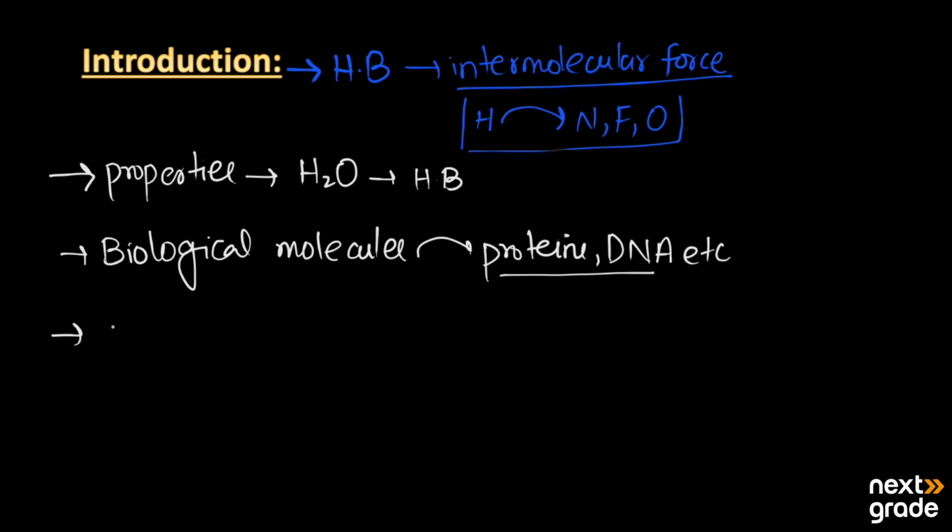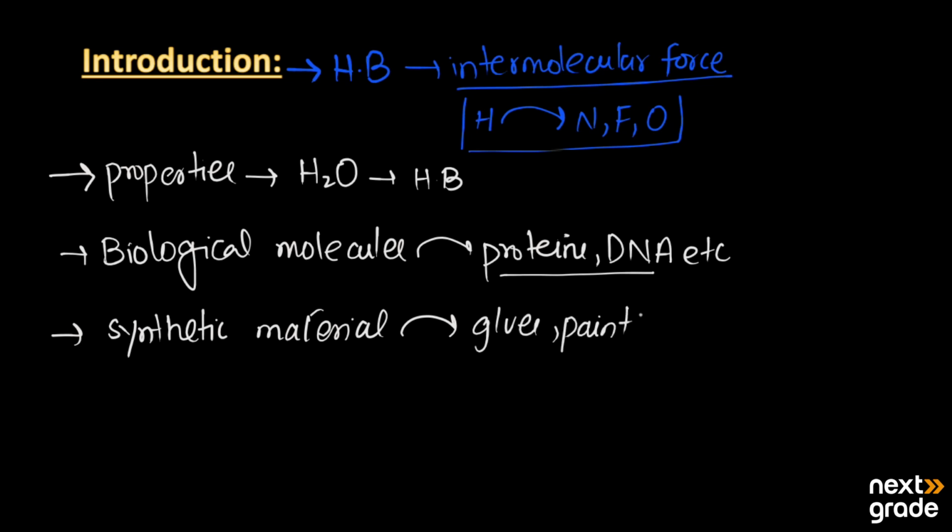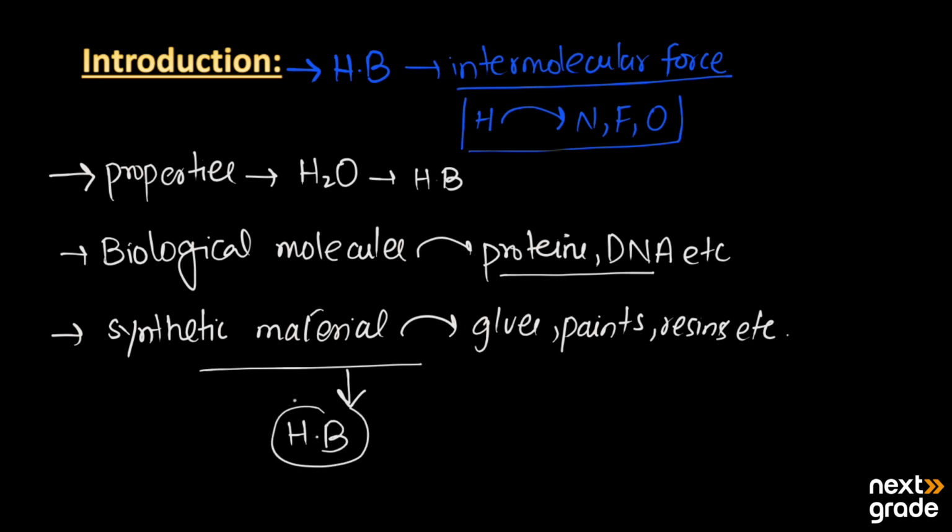And the third one, we have the synthetic materials. And what are the synthetic materials? The materials that are prepared at the industrial level. For example, we have glues, paints, and resins, and a lot of synthetic material has been prepared by the industries. All these depend on the importance of hydrogen bonding. So let's discuss them one by one.